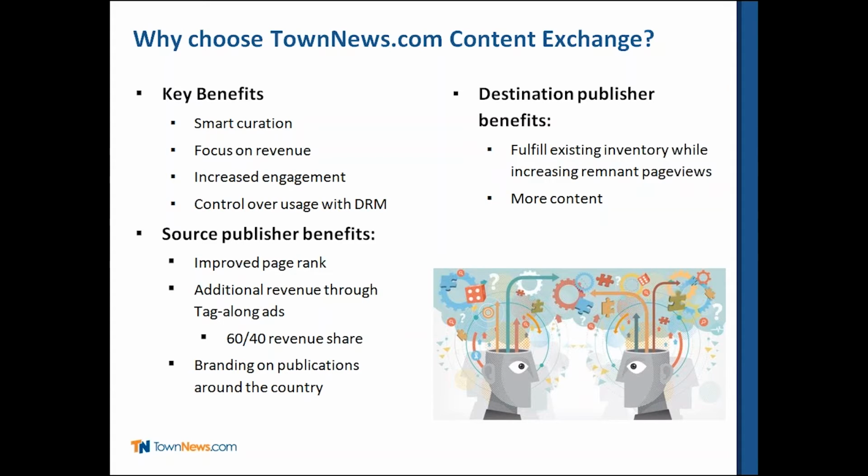Another one of the benefits for source publishers is we add a tag-along ad. It's a unique ad region that Town News controls that adds 2 ads to the content as it flows through the exchange. This is also where you can earn a little bit of revenue from this program. There's a 60-40 rev share on all the ads that flow through for the source publisher as it moves to the content exchange. 60% goes to the source publisher, 40% goes to Town News, and that helps cover some of our program and ad ops cost.